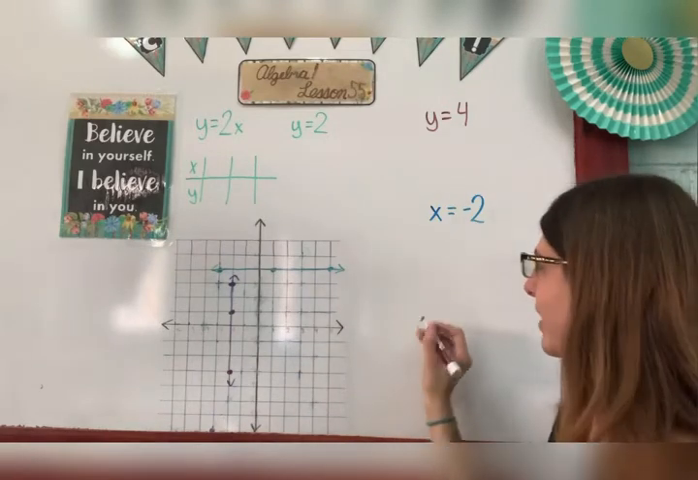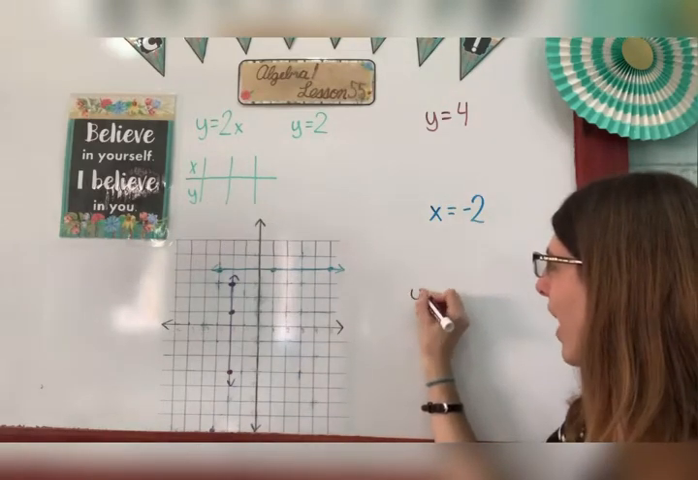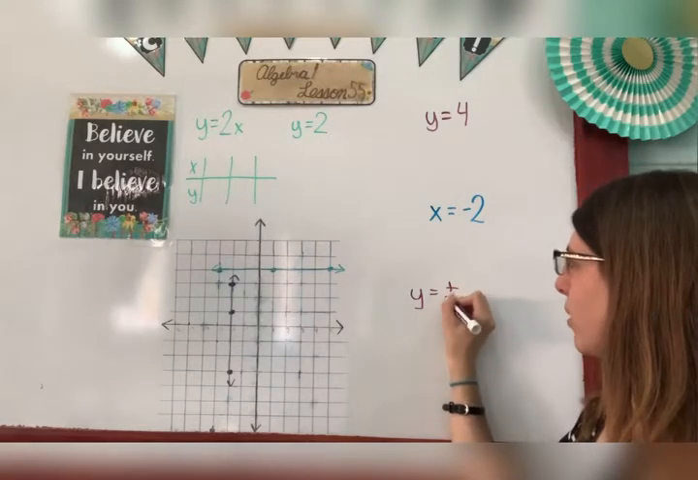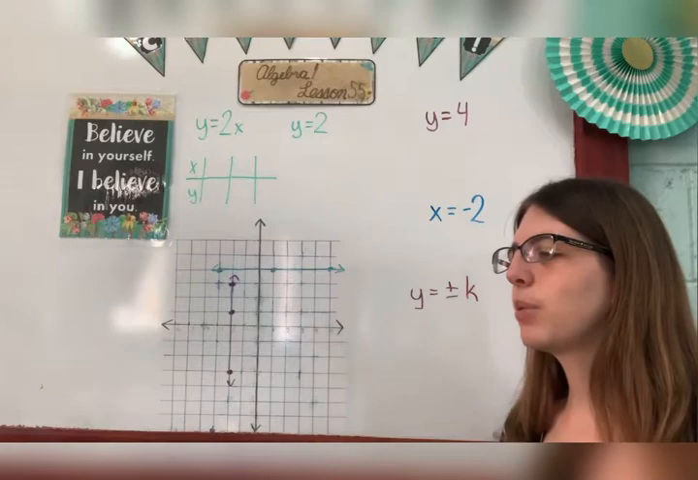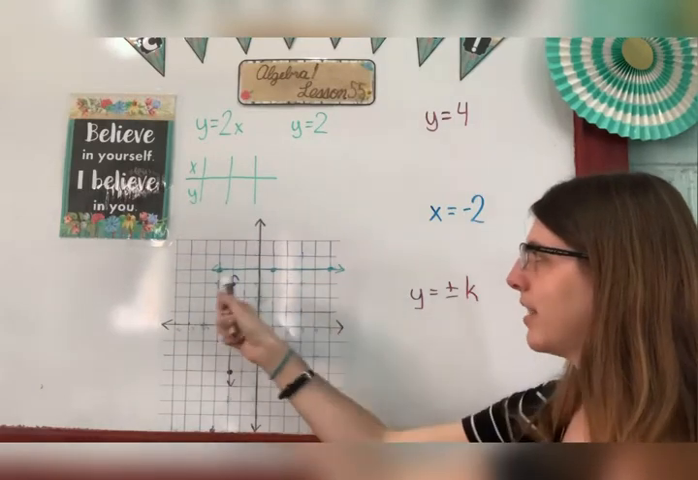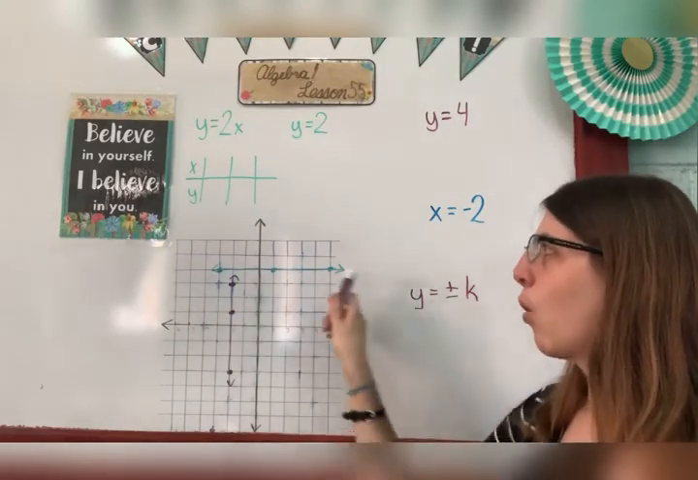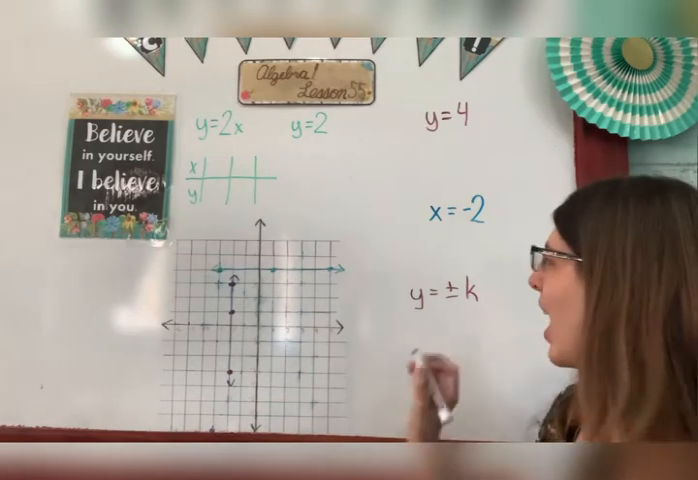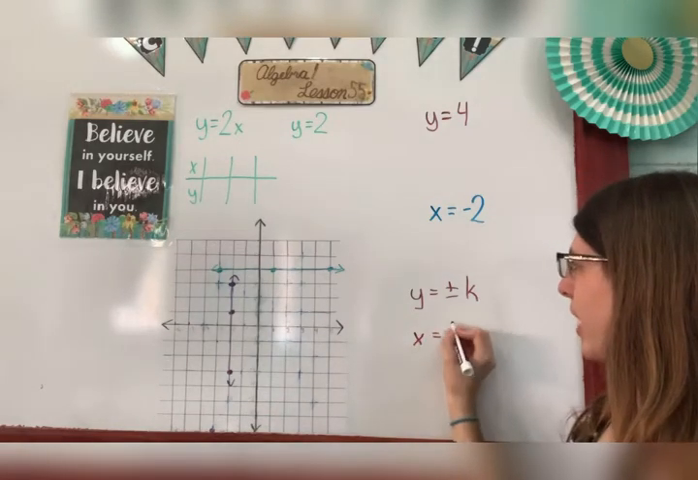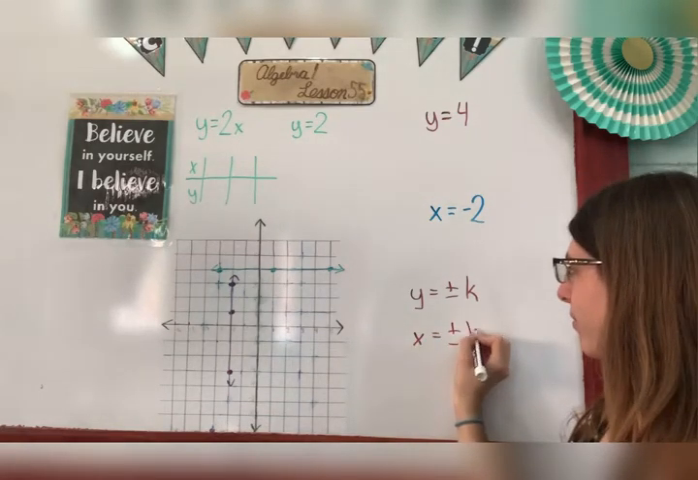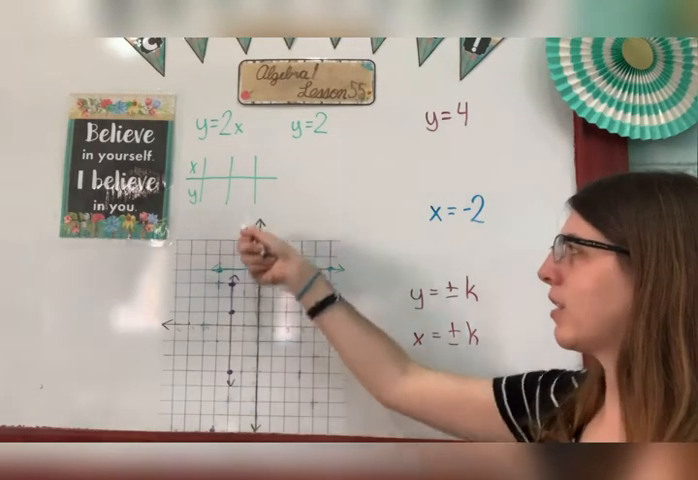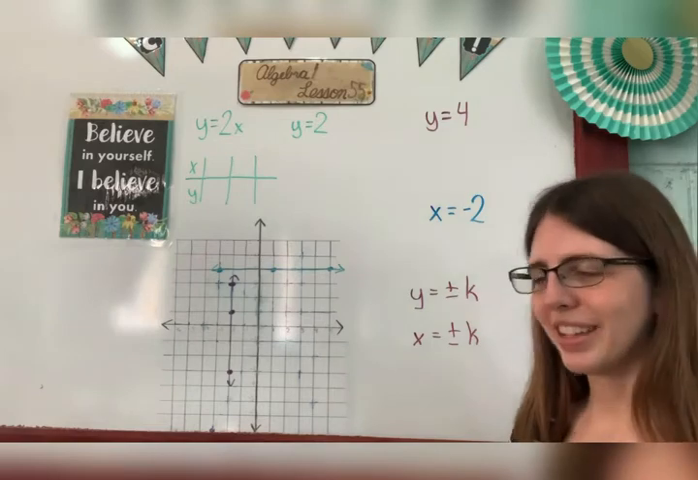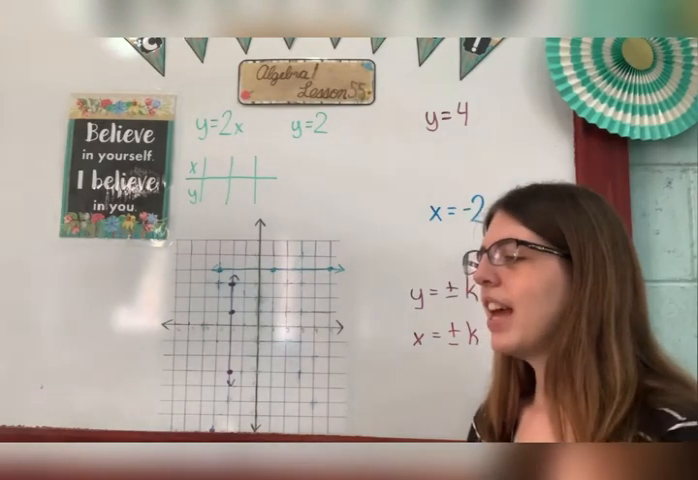So from this, we see that if y equals plus or minus a number, which we'll represent with k, then that means we're going to have a horizontal line because it's all going to be on the same y number. If x equals plus or minus k, it means we're going to have a vertical line because it's always going to be on the same x.